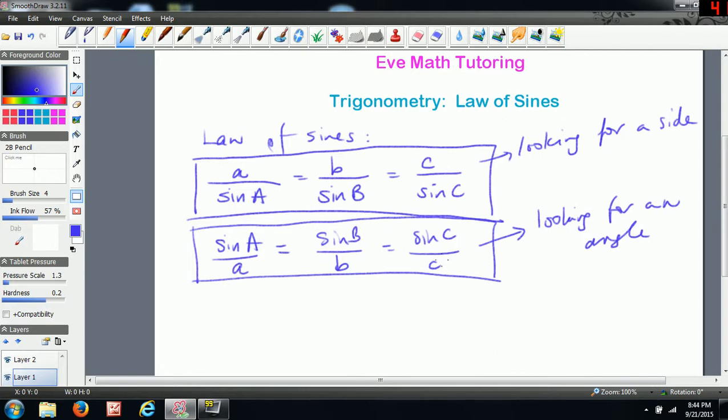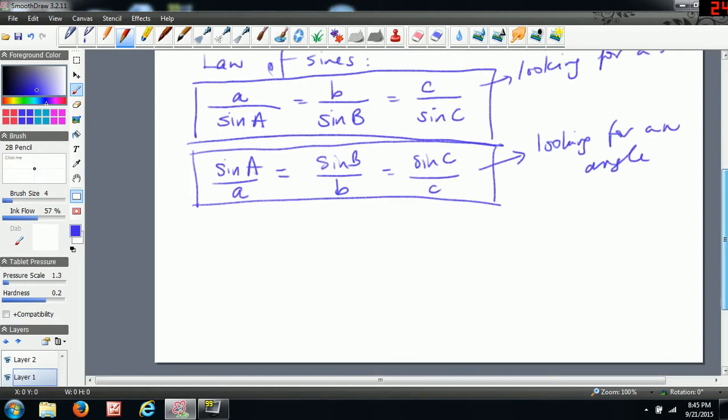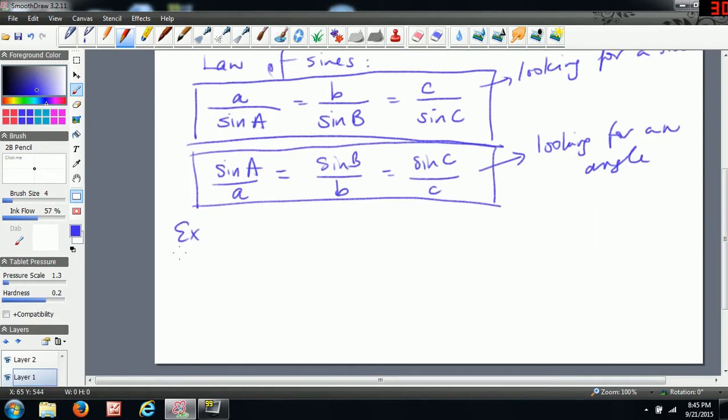Now when you have these types of questions, triangles, and you're not sure which law to use, the rule that I always give is that if you can use the law of sines, use it. The law of cosines, which I will be doing in another lesson, is only used when you cannot use the law of sines. Okay, so let's start off with an example of when you would use the law of sines to solve a specific type of question.